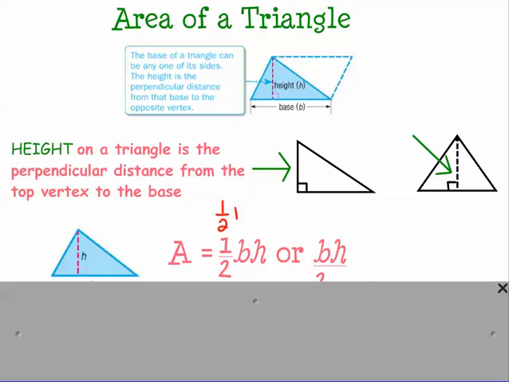So 1/2 the base times the height, or I would write it like this, guys. Base times height, and then you want to divide by 2. I think this is the easier formula for you guys to understand.